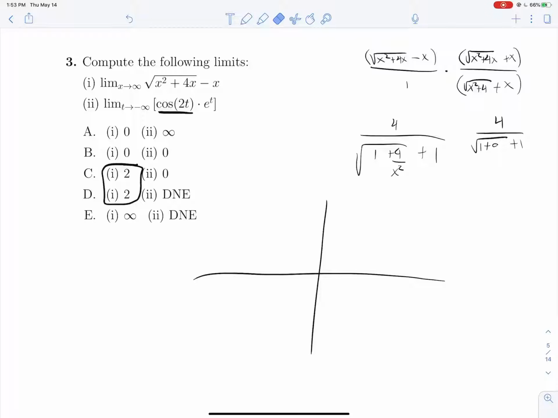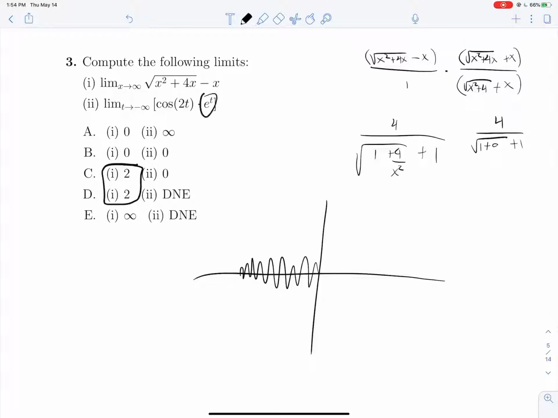What happens with cosine of 2t? Well, that's just always going to be oscillating back and forth. That really doesn't change. But because this part of our expression is approaching 0, we'll get big oscillations here, which you'd think would be a problem, right? Because as t approaches negative infinity, if we still have this oscillating behavior going on, it's really hard to pick what value it's actually approaching.